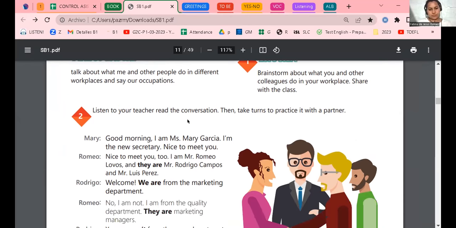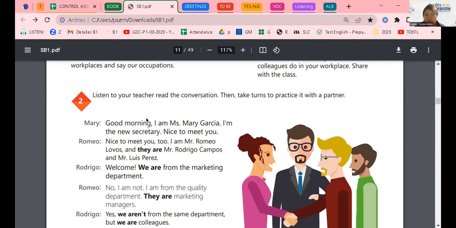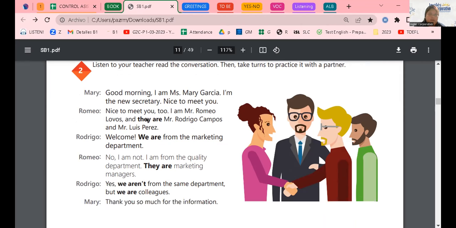Okay. Instruction. Sara, continue with the instruction. Listen to your teacher create the conversation. Then take turns to practice it with a partner. Partner, okay, partner. Compañero. Van cambiando de turnos, okay? Take turns to practice it with a partner. Look at this. We have Mary, Romeo, and Rodrigo.